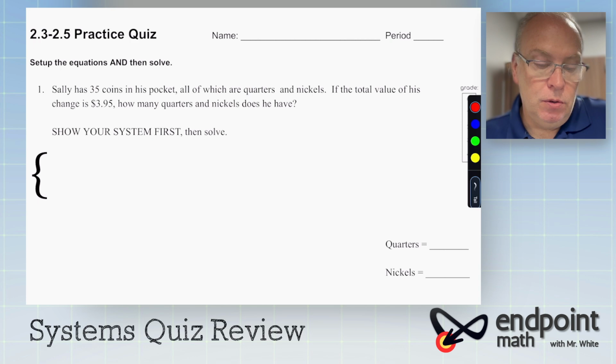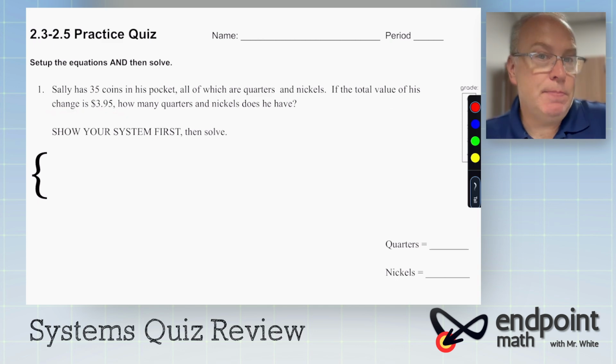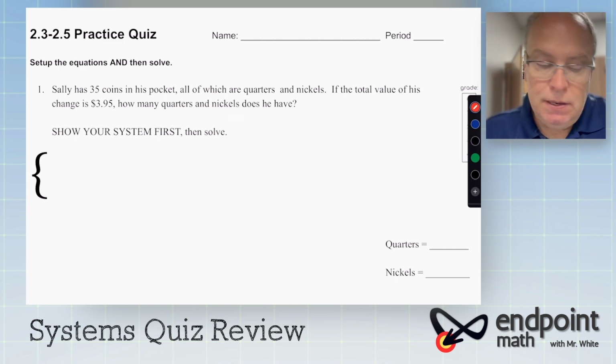So that's clue number one. And then clue number two will get us equation number two. If the total value of his money in his pocket is $3.95, what does he have? He's only got quarters and nickels. So let's go ahead and dig right into this.